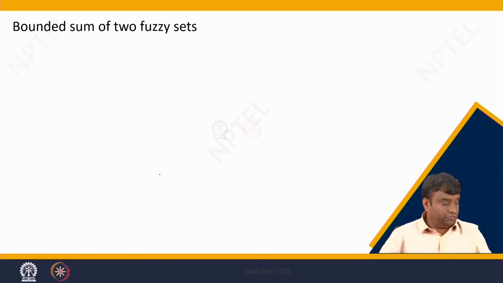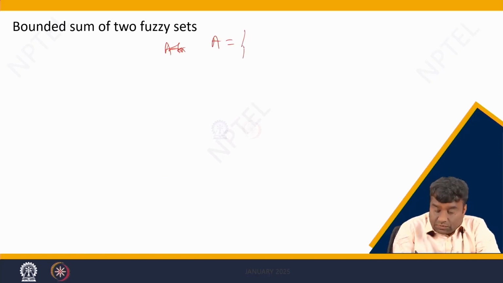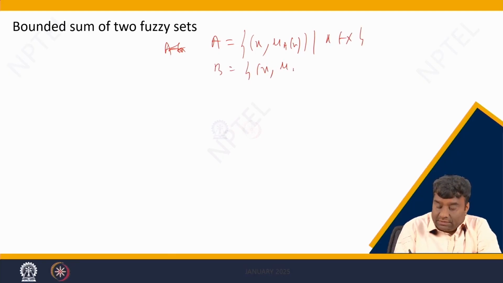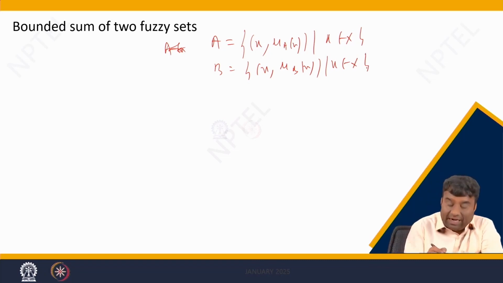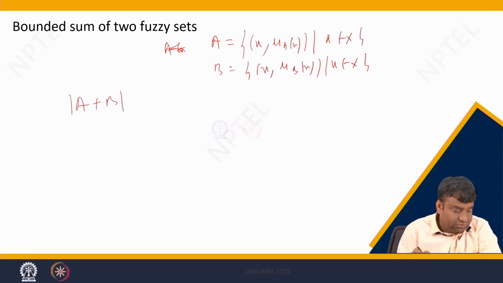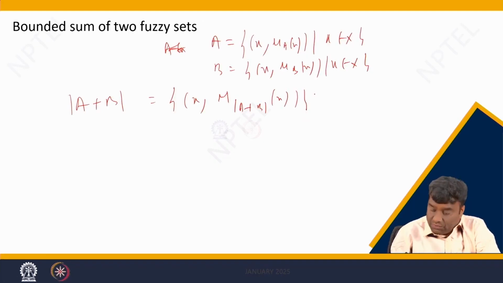Now the bounded sum of these two fuzzy sets. Here we are writing the same fuzzy sets A and B. Bounded sum: fuzzy set A is {(x, mu A(x))}, x belongs to X, and B is {(x, mu B(x))}, x belongs to X. So the bounded sum is denoted as A bounded sum B, and can be written as {(x, mu A bounded sum B(x))}, where x belongs to X.